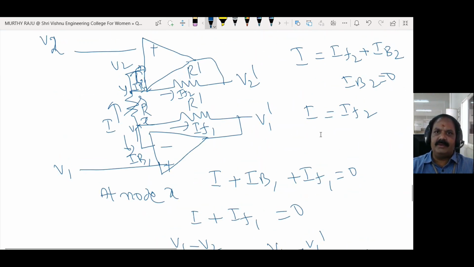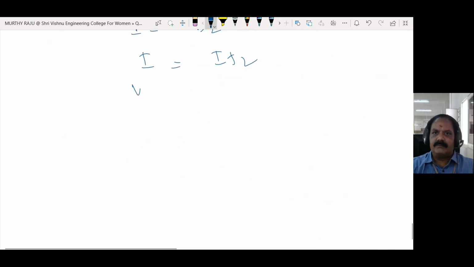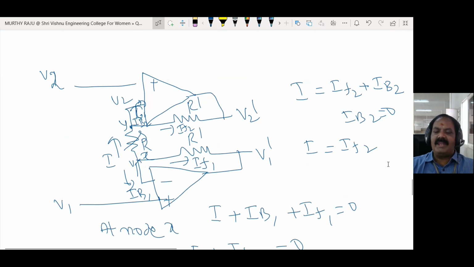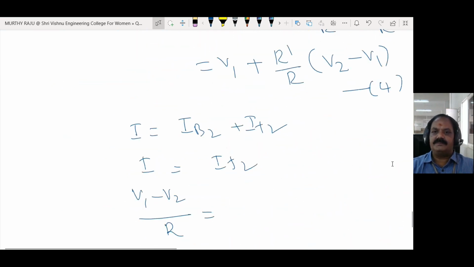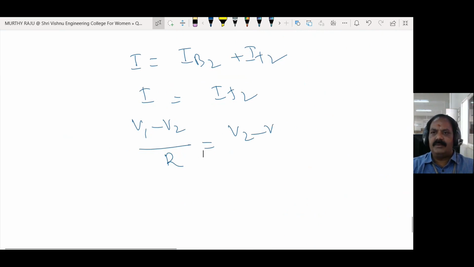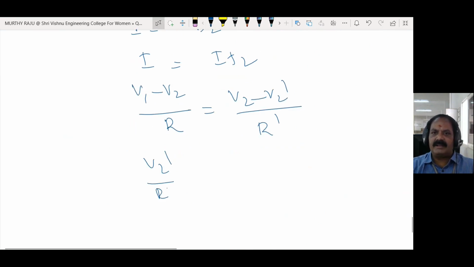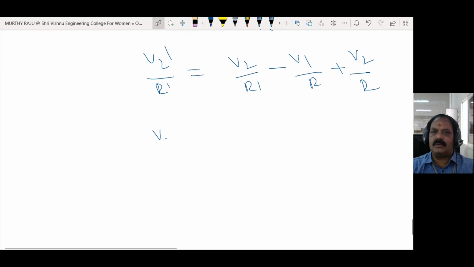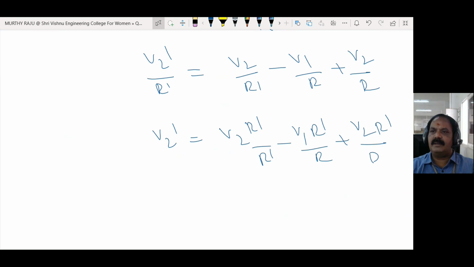I is equal to V1 minus V2 by R. IF2 is equal to V2 minus V2 dash by R dash. V2 dash by R dash is equal to V2 by R dash minus V1 by R plus V2 by R. Therefore, V2 dash is equal to V2 R dash by R dash minus V1 R dash by R plus V2 R dash by R. Therefore, R dash is cancelled.